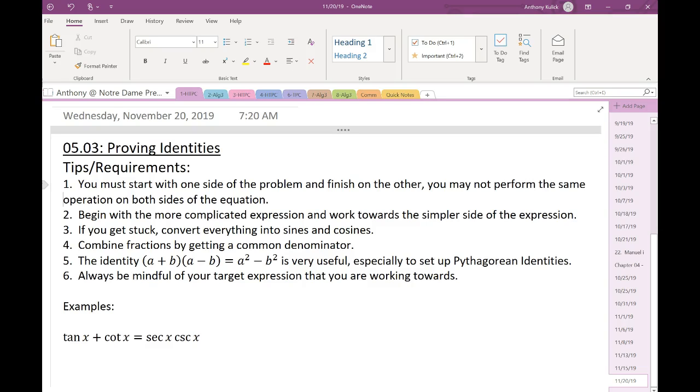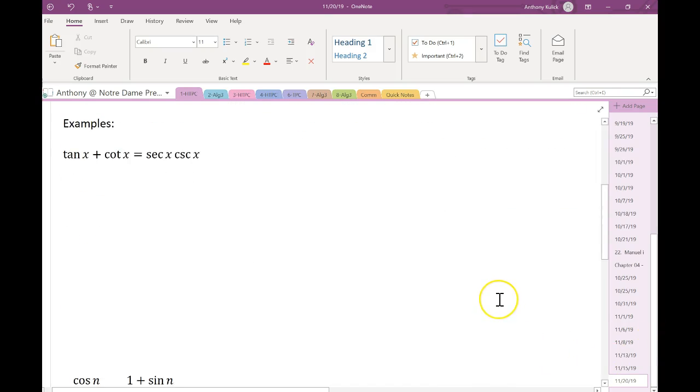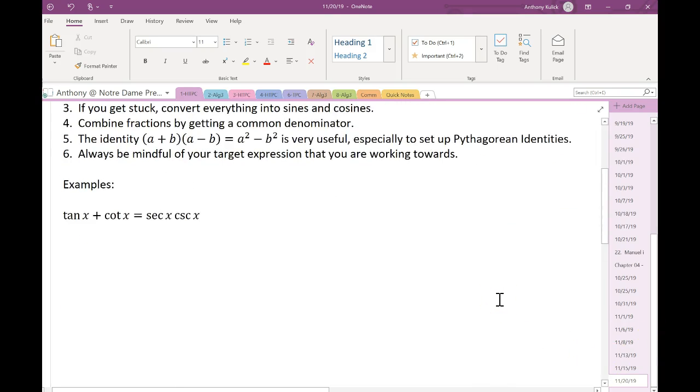Okay. Are we ready to start the first example? So, first things first, which side is the more complicated side?